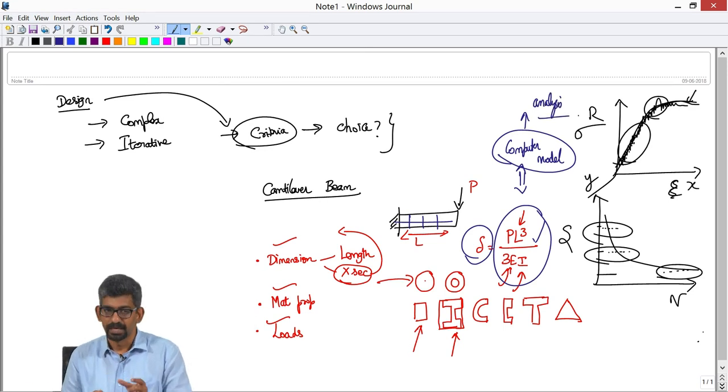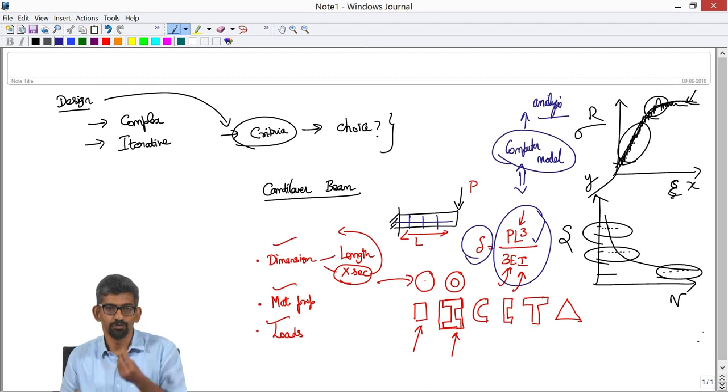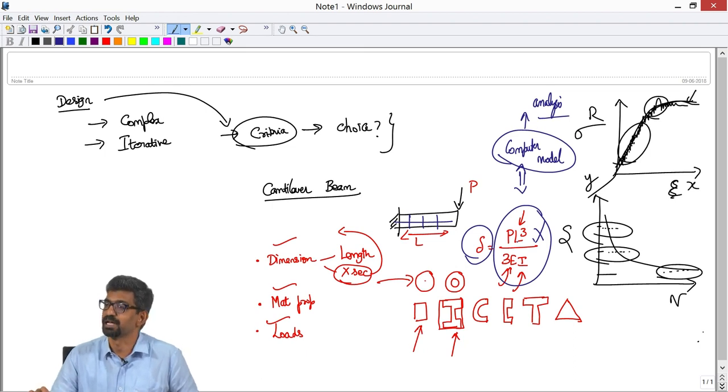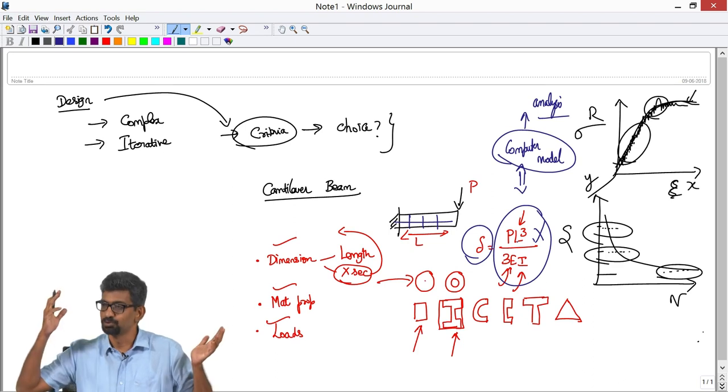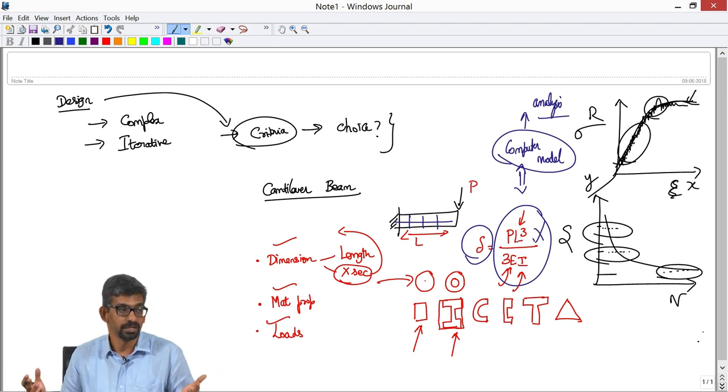So if you look at it, analysis is a step in design. For a given combination of dimension, material property and loads, you plug that into your computer model, it will tell you what your response is. So that is one analysis. For a given length, for a given cross section, for a given load, I need to know what my displacement is, where I do not have an explicit equation. If you do not have this, you need to run a computer model, then only the analysis will say, oh, this displacement is too large, that is much more than my allowable displacement.